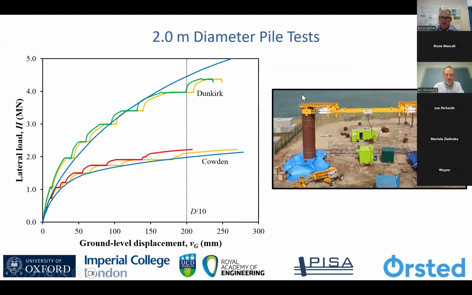Here is some evidence from the very large-scale pile tests, the 2-meter diameter pile tests. These ones are at Dunkirk in northern France, a dense sand site. And in this instance, the two piles are pulled against each other so that we can apply the load using a system of actuators that work in concert so that we can apply load and displacement controlled motions to the piles. On the left-hand side, you can see the responses at the two different test sites at Cowden and also at Dunkirk, Cowden being a stiff clay site and Dunkirk being a dense sand site.